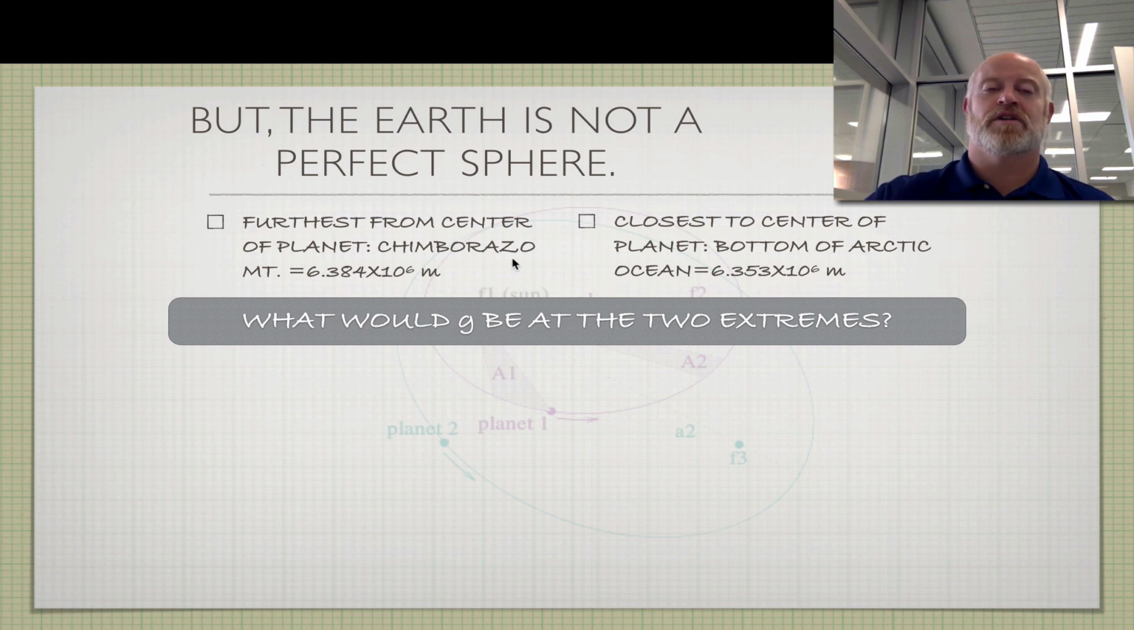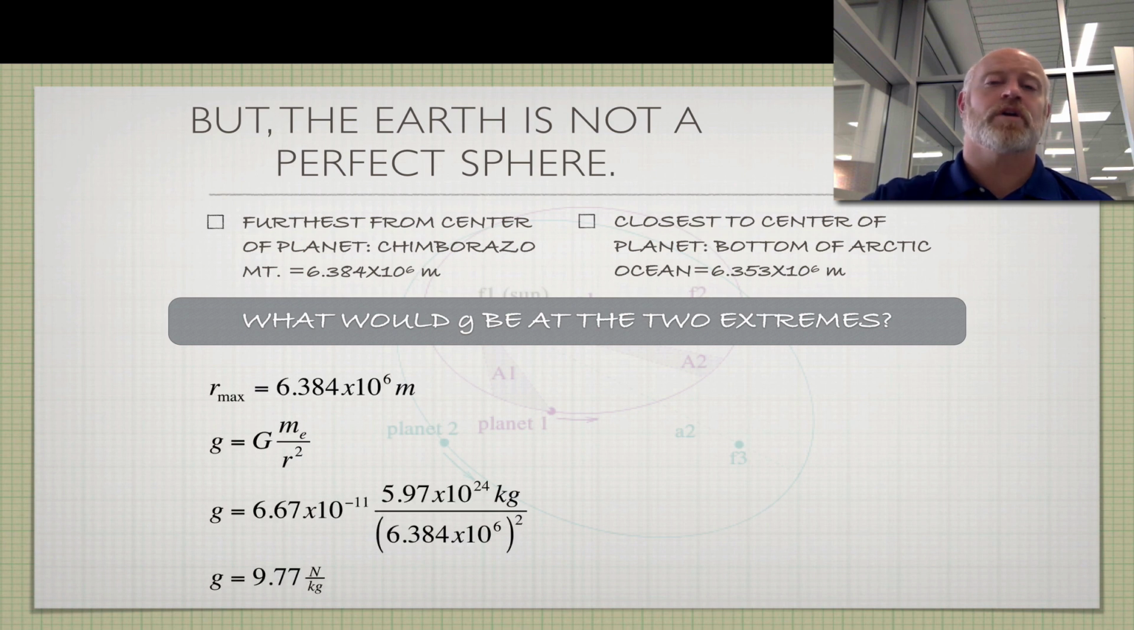What that means is, as long as we find that mountain range that has the highest value from the center of the planet, that would be Chimborazo, I think it's pronounced, a mountain that has a radius of our Earth of 6.384 times 10 to the 6 meters. Now, the closest we can get to the center of our planet is actually at the bottom of the Arctic Ocean because we're at one of the poles and we go down below the water surface to get as low as possible there. That would be 6.353 times 10 to the 6 meters.